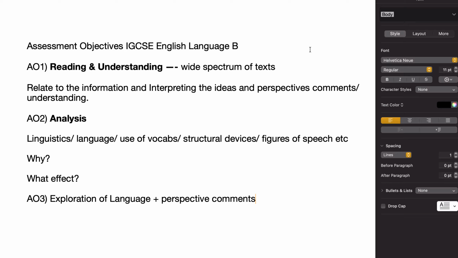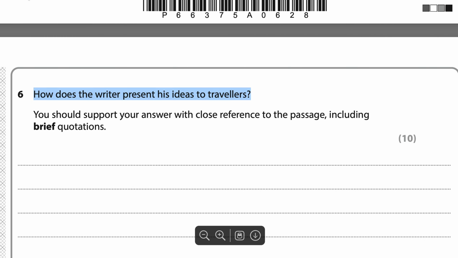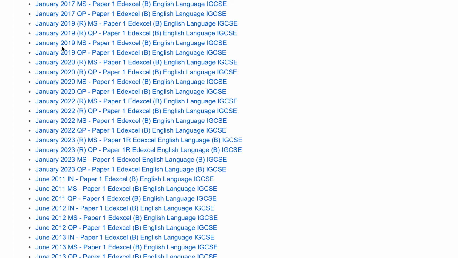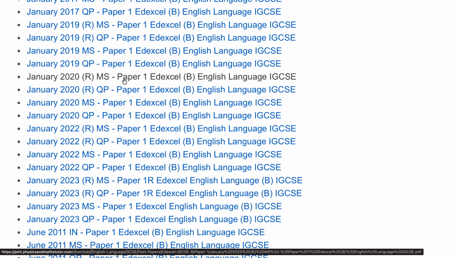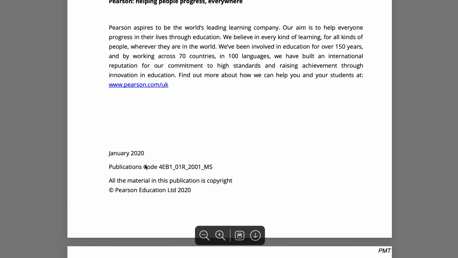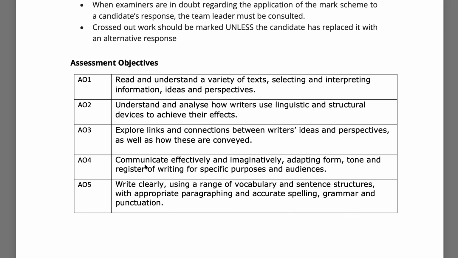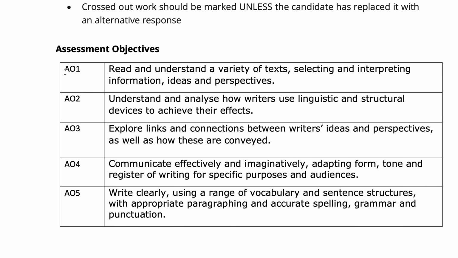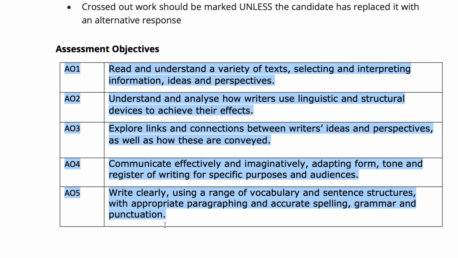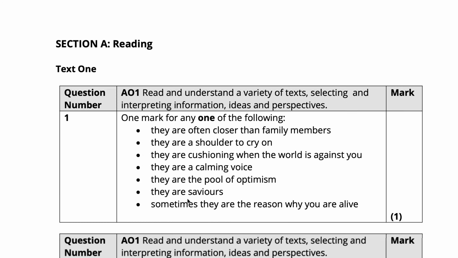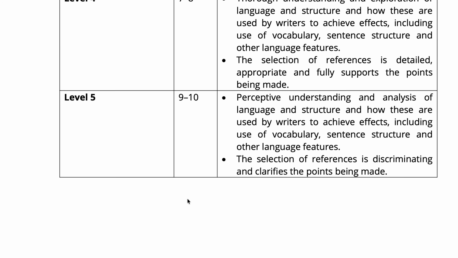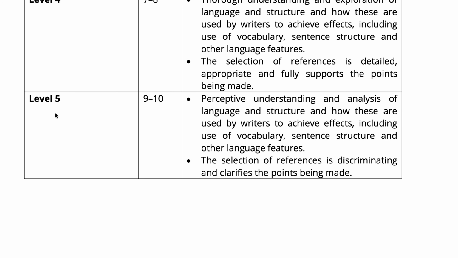Both are linked together. Now, I'm going to show you something. I'm going to show you one of the mark schemes, just a random mark scheme. And there you go. This is exactly what I'm trying to do. This is what we're actually doing. This is the assessment we're going through. And there you go: explore links and connections between. This is exactly what we're doing.